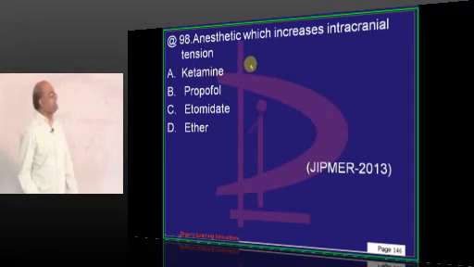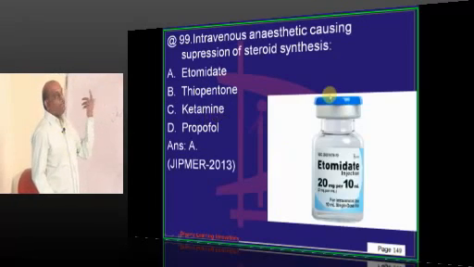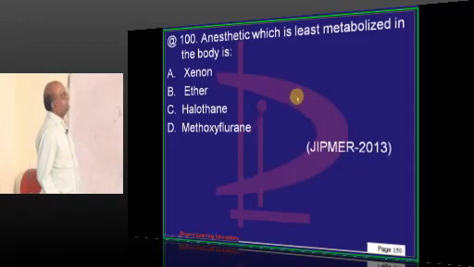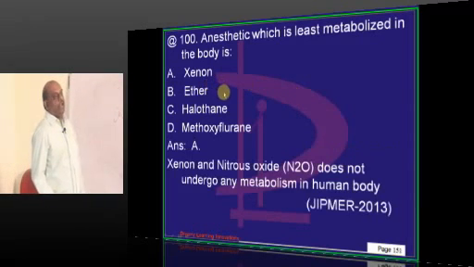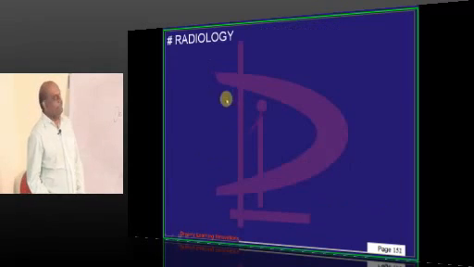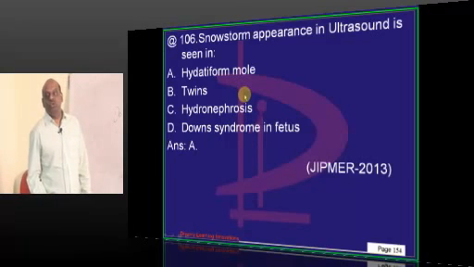Then intracranial tension is typically increased by ketamine. Then etomidate is a steroid synthesis inhibitor. Another routine question. Xenon cannot be metabolized, not only in your body, in nature also, it is an inert gas. Then snowstorm is basically hydatidiform mole.